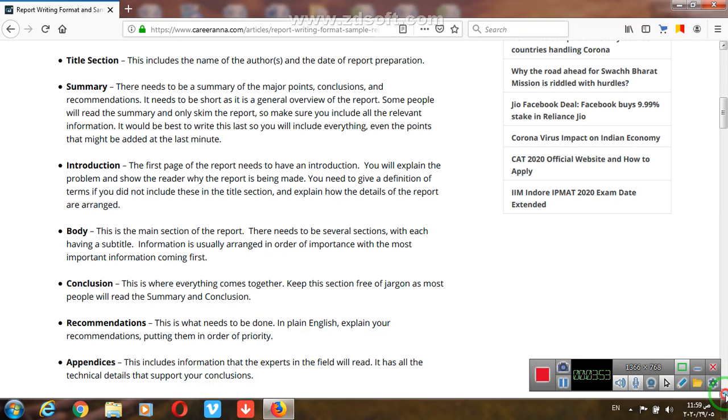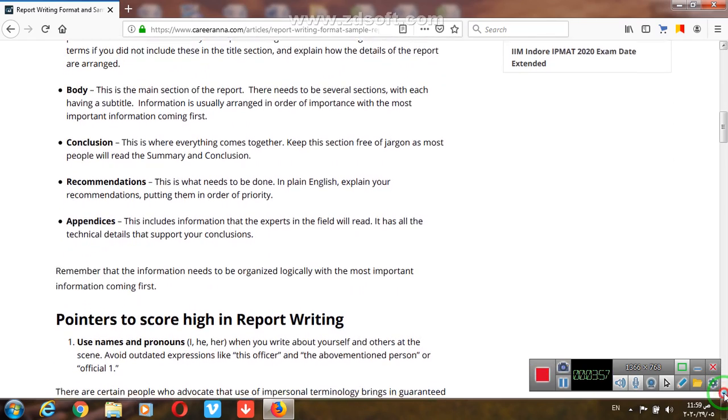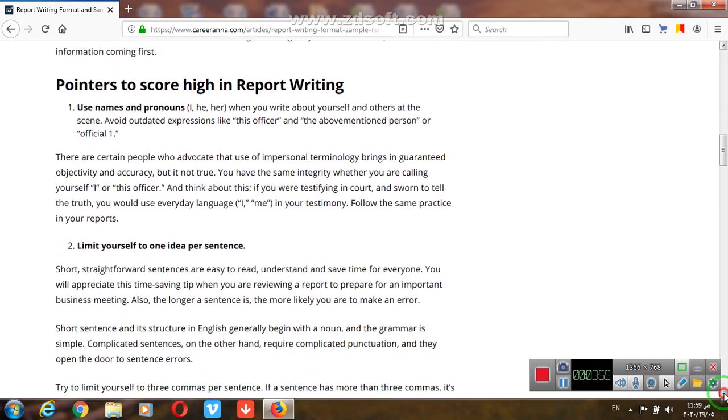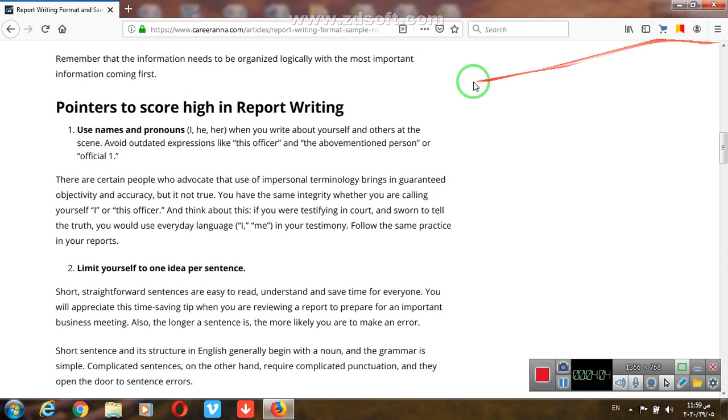Now I will read more points that make your writing more clear. In writing a report, it could be helpful to you. Pointers to score high in report writing. So they could become as advice to your writing. Use names and pronouns. I will read only the titles. Use names and pronouns in your writing as number one. Number two, limit yourself to one idea per sentence.